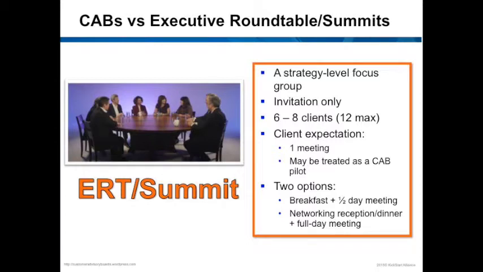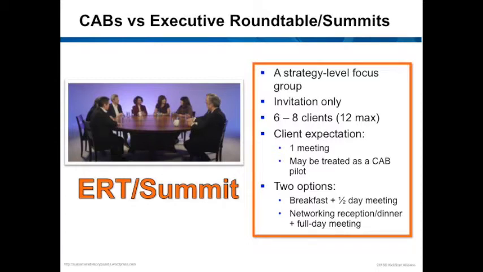One option is that typically these might happen during a breakfast or possibly a half-day meeting. Usually it's a couple of hours long. Or you might have something a little bit more robust that might include a network reception or dinner followed by a full day or maybe a half-day meeting.